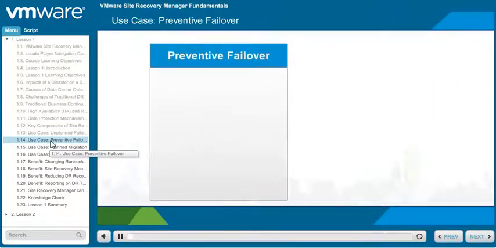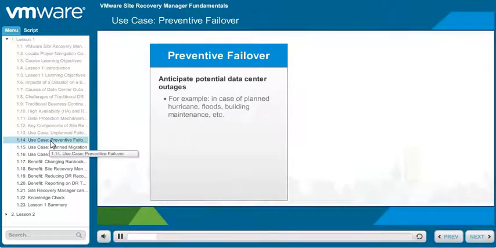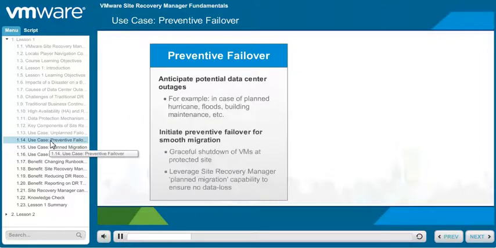The second use case is preventive failover, sometimes called disaster avoidance or planned failover. This scenario covers those outages at the protected site of which you have some advanced warning, such as hurricanes, floods, or extended building maintenance. Because the need to fail over is known in advance, Site Recovery Manager has time to gracefully shut down each virtual machine at the protected site, perform one last replication so that no data is lost, and then bring up each virtual machine in a consistent state.